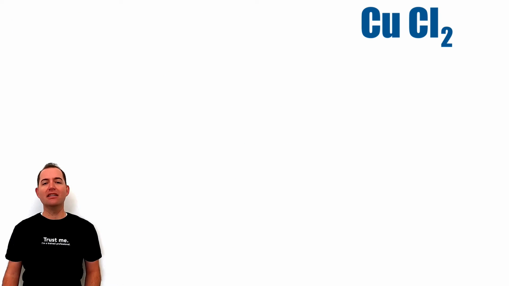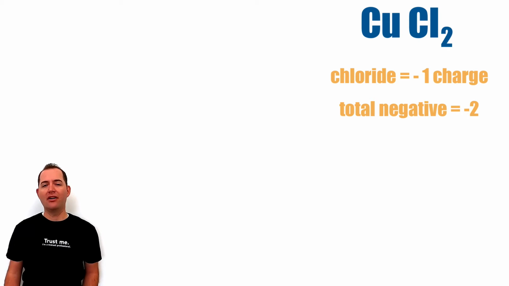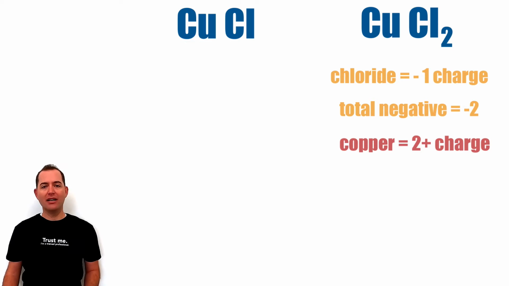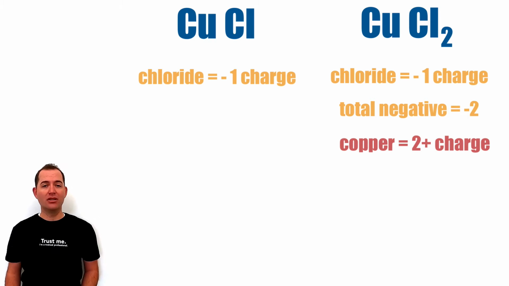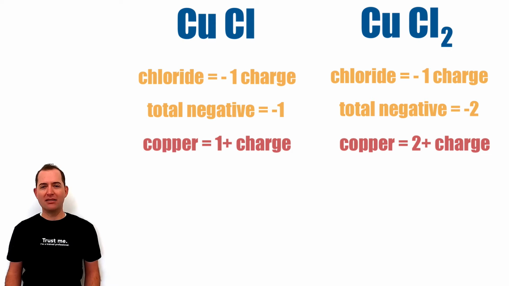For example, in this formula, 1 copper ion is bonded with 2 chloride ions. Each chloride ion has a -1 charge, which means there's a total of a -2 ionic charge. In order for this compound to be neutral, copper must have a +2 charge. However, in this compound, the copper ion is bonded with 1 chloride ion, which has a -1 charge. In this case, the copper ion must have a +1 charge for this compound to be neutral.